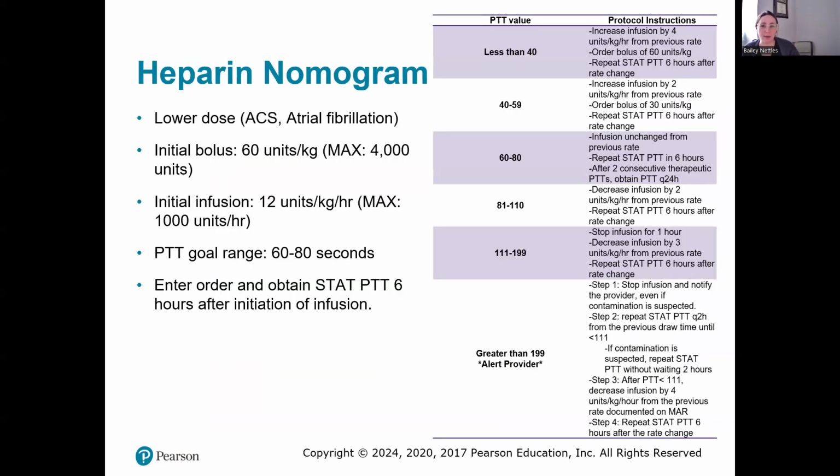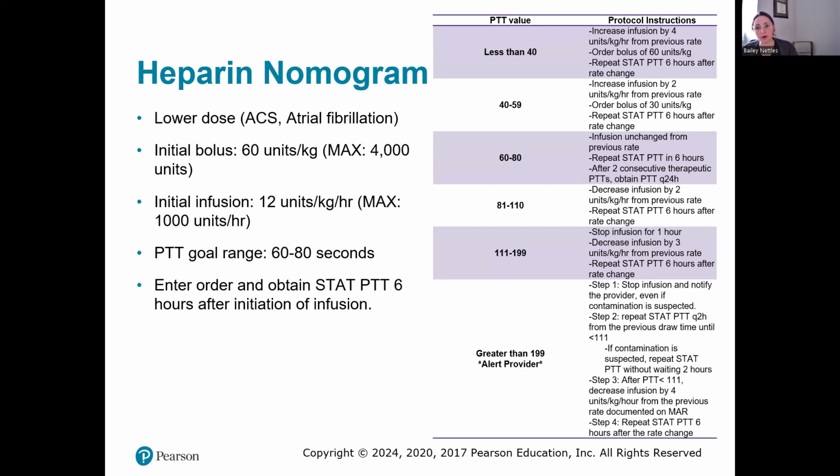So this is what a nomogram looks like. This is just one that I've used before, okay? So this is for acute coronary syndrome or AFib. We're going to read this side before we read this side, all right? So the initial bolus is 60 units per kilogram with a max of 4,000 units. So when you do the math, if it's over 4,000 units, we're only giving 4,000, like for a very obese patient, okay? So you give them the bolus and then you start the infusion after, okay?